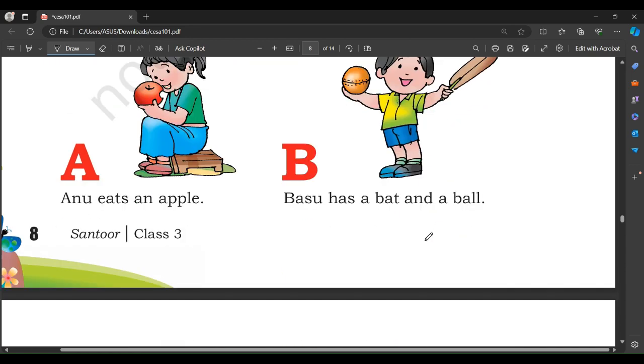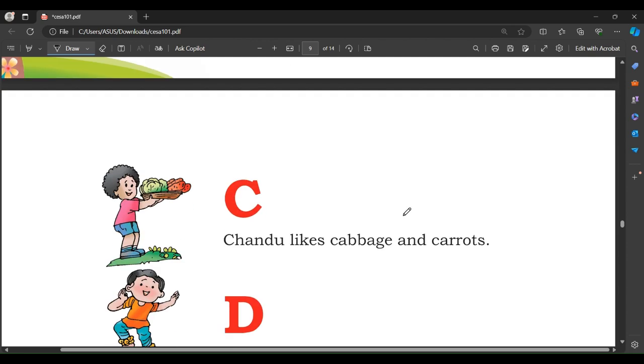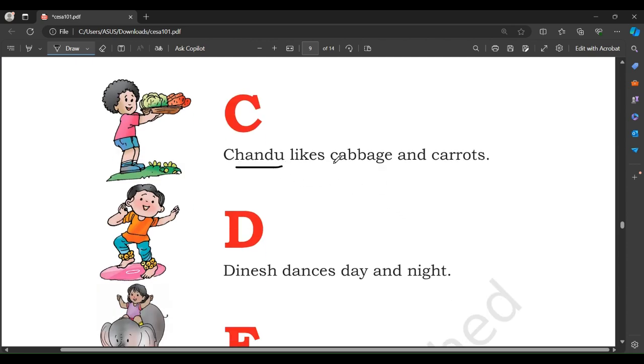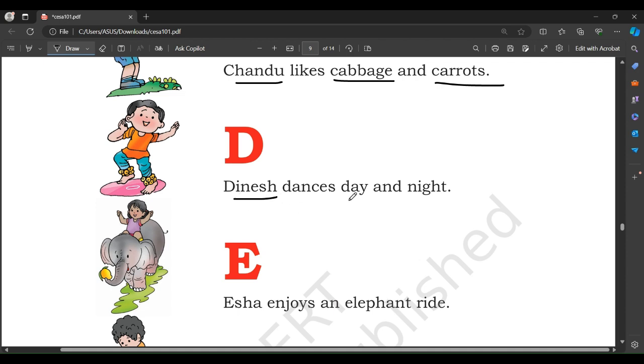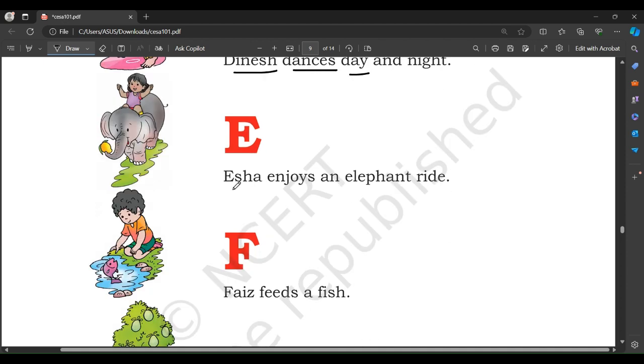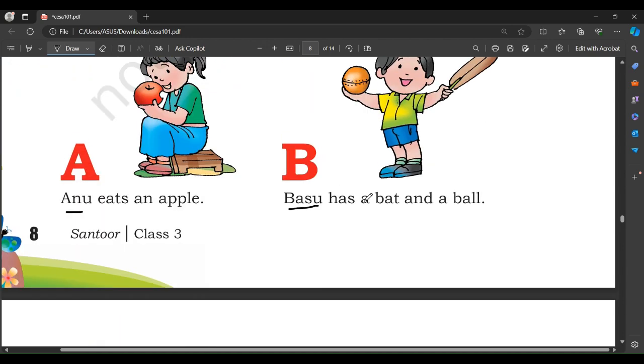Now, can we make sentences using these letters? A. Anu eats an apple. B. Basu has a bat and a ball. C. Chandu likes cabbage and carrots. D. Dinesh dances day and night. E. Isha enjoys elephant. Look at the sound E. So we will look at the sound also.